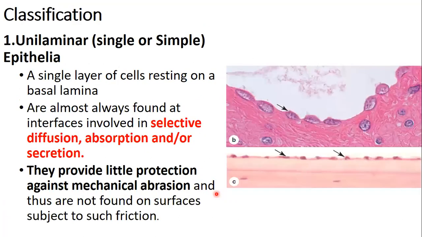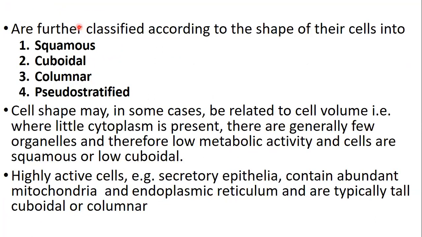So let's begin with classification. How do we classify epithelial tissue? So epithelial tissue can be classified based on 3 systems. System number 1 is number of layers of cells. Okay. System number 2 is shape of cells. System number 3 is surface specialization or apical specialization. So let's begin with the first one.